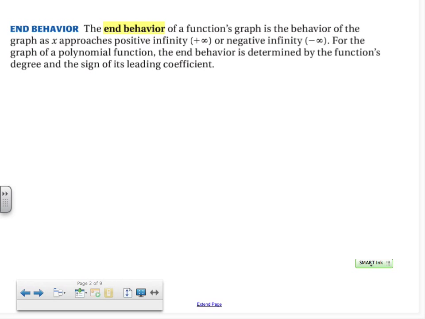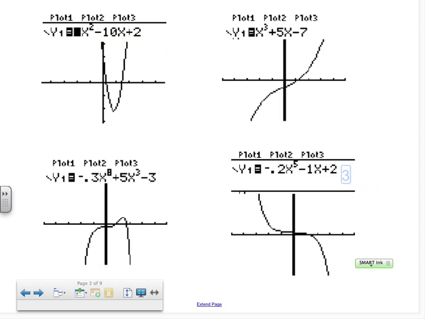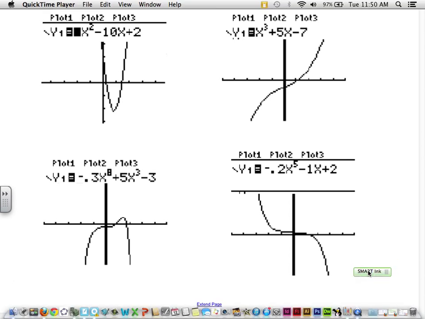What's happening at the extremes as we get very, very large, which is positive infinity, or we get very, very small, which we're going to denote as negative infinity. So we got a couple examples of some graphs. And what I want you to do when you see these graphs is look at what's happening on the very far right and the very far left. And look at the equations too and try and make some conclusions. So pause the video and take a look at these graphs and the equations and see if you can find some relationships between what's going on there.